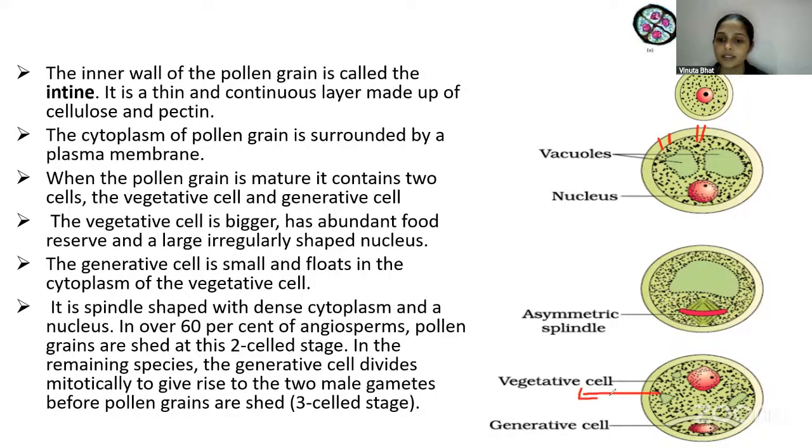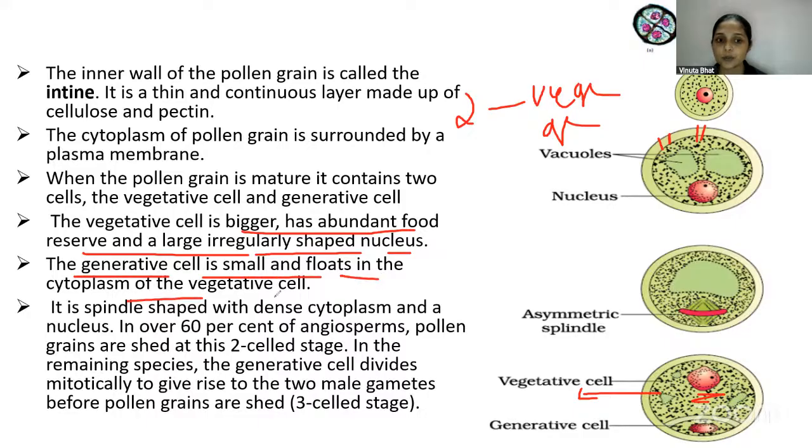So mainly this pollen grain is made up of two cells, the vegetative cell and the generative cell. The vegetative cell is the larger cell, has abundant reserve food and an irregularly shaped nucleus. And the generative cell is small, floats in the cytoplasm of the vegetative cell. This is the spindle shaped cell.